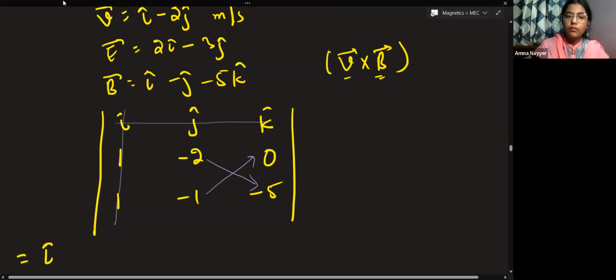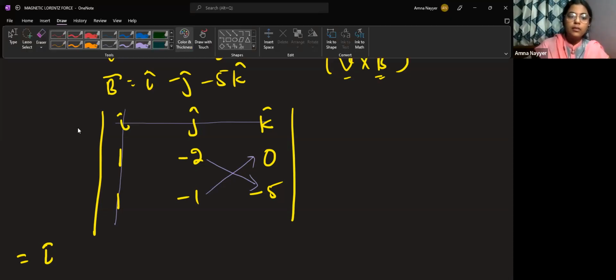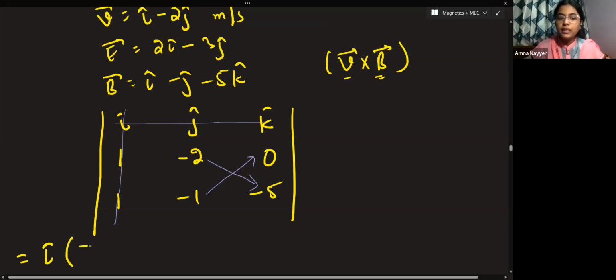That's how we solve it. So how will we write it? We'll write this as, firstly, minus 2 into minus 5, minus 2 into minus 5, negative sign, and minus 1 into 0 is 0. So the I cap column is solved. I cap is solved for us.